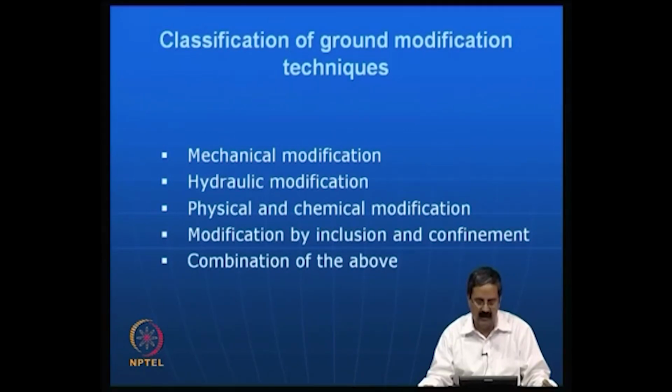And we have another very important one, modification by inclusion and confinement. Inclusion means the reinforced soil technique. We are used to reinforced concrete, where steel is used to take care of the tensile strains. Similarly, in the case of soils also we put reinforcement, whether in the form of geogrids, steel grids or geomembranes. There are so many materials one can put in soil as reinforcement, which we call reinforced earth or reinforced soil.